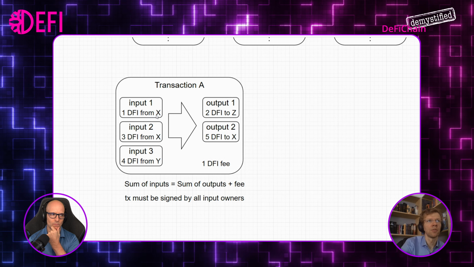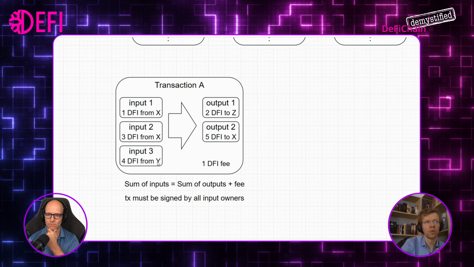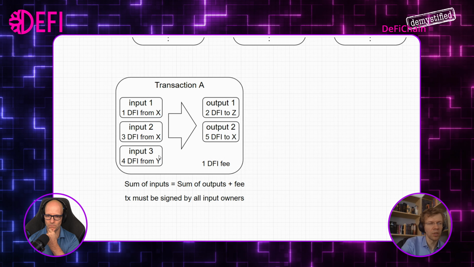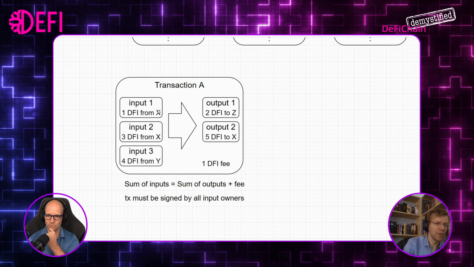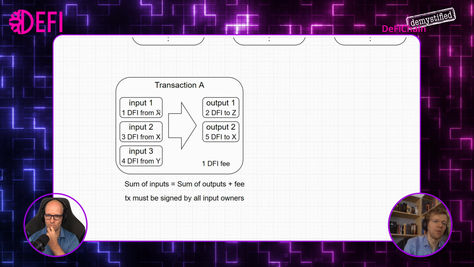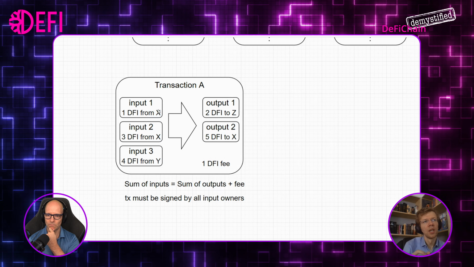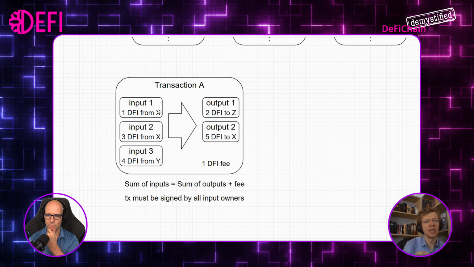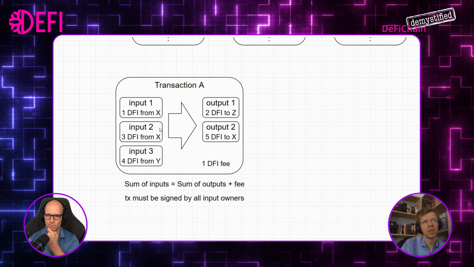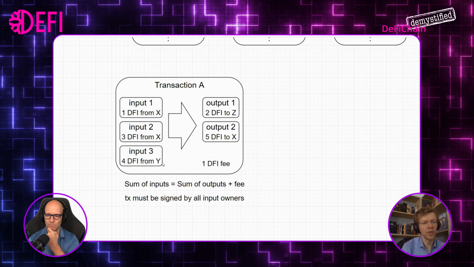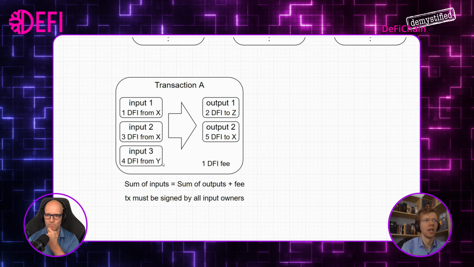So here we have a transaction that has an input from X and an input from Y. Where these inputs come from, we cover in a second. It's just from different wallets. So you have addresses, not wallets, addresses, and those addresses provide the input. And for the transaction to be valid, it needs to be signed by the owners of these addresses. That's where the private key comes in. Private key, public key. There's cryptography behind that.